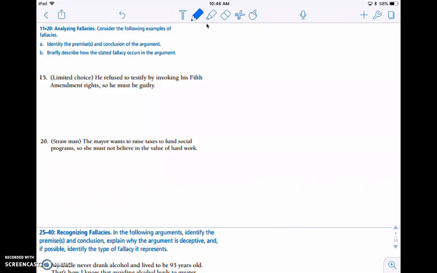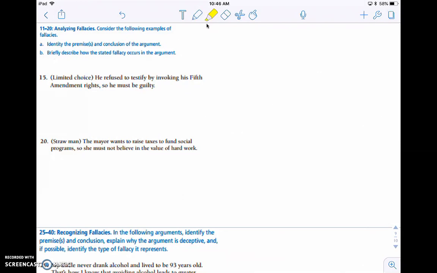So we're going to consider the following examples. We want to identify the premises and the conclusion of the argument, and then briefly describe how the fallacy occurs in this argument. So the first one, the fallacy is limited choice. It says, he refused to testify by invoking his Fifth Amendment rights, so he must be guilty.